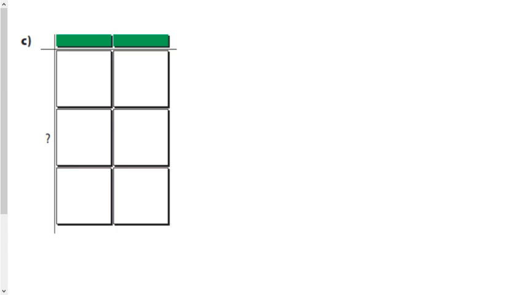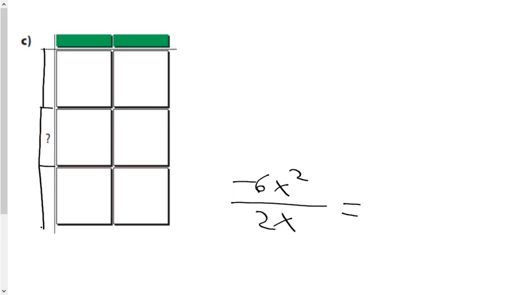Question C, the area is negative 6x squared divided by the side I know, which is 2x, equals the side I don't know. If I just complete the actual area here by drawing it in, are those going to be positive x's or negative? They are negative because a positive times a negative gave me my negative.